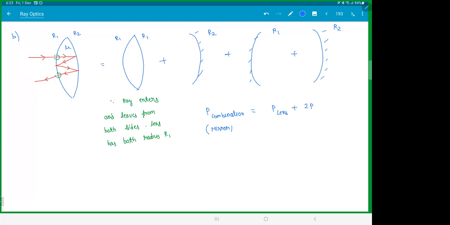Plus 2 times the power of the P2 mirror. But there is only one M1 mirror. And this will be equal to minus 1 by Fm. Be careful. Power of a mirror is negative and will come. That's what you have to be careful with. Check it out. I hope you're clear with the logic there.